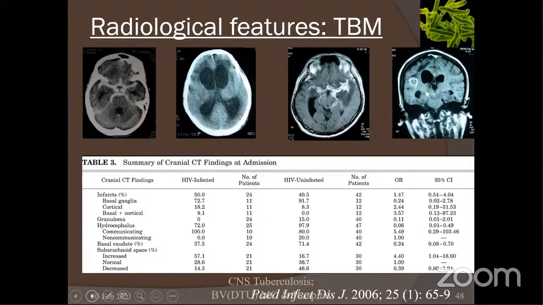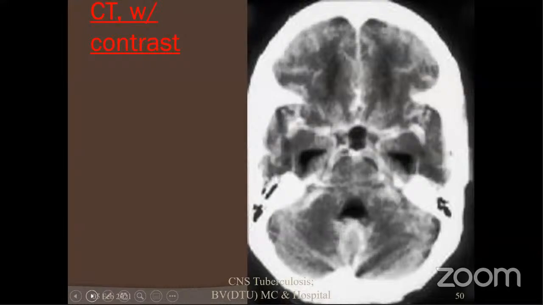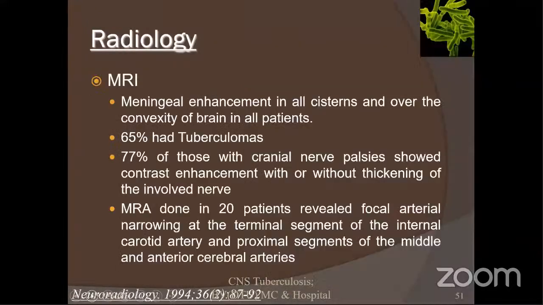We cannot conclusively say so, but basal exudates are very important to diagnose tuberculous meningitis cases. The CT is shown here. The CT with contrast shows the exudates, and meningeal enhancement in all patients, and over the convexity of the brain. But remember, they are in the basal cisterns and Sylvian fissure. 65% had tuberculomas and 77% of those with cranial palsy showed contrast enhancement with or without thickening of the involved nerve.